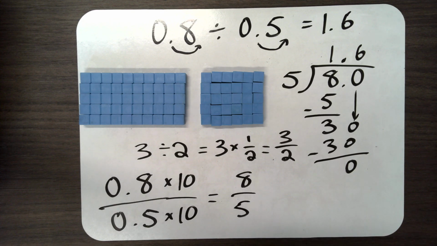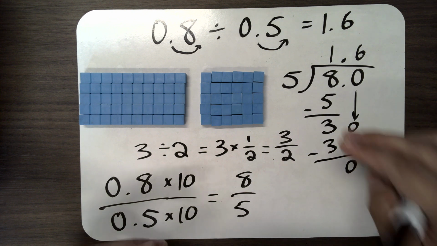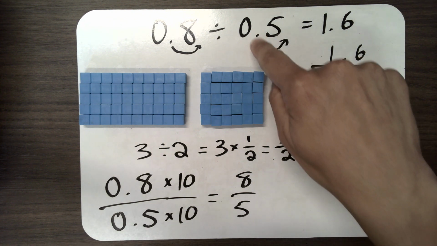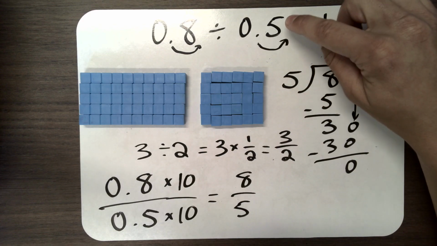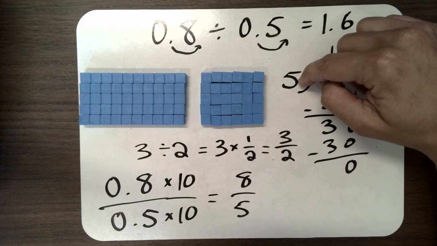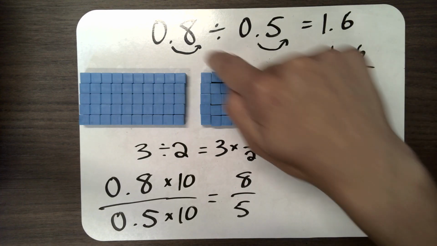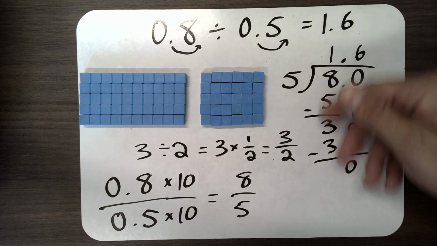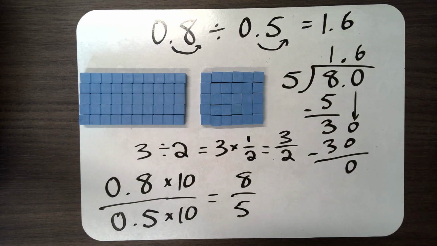Okay. And then I'm not going to show a representational model for this one, just in the sake of time. But again, the standard algorithm for decimal division is to move the decimal point of the divisor to the right so that we have a whole number divisor. Okay, and then even if the dividend has a decimal, we still would leave that as is, and then we use that whole number division algorithm.